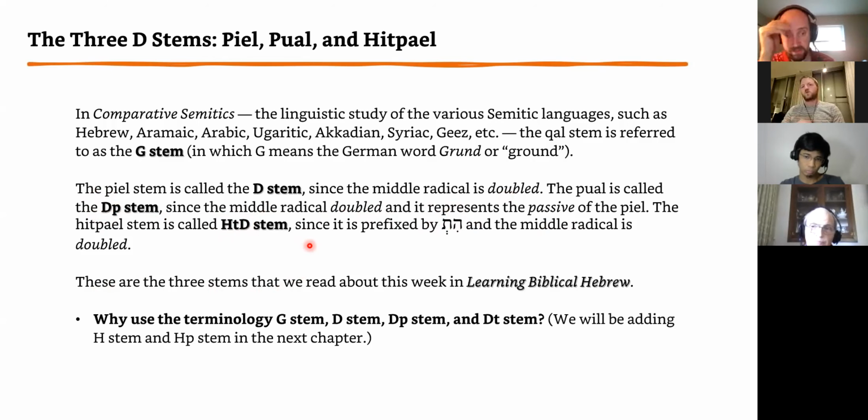So a couple of questions. Why use the terminology D, or G, D, DP, and DT? Why would we use that terminology? What do you think?